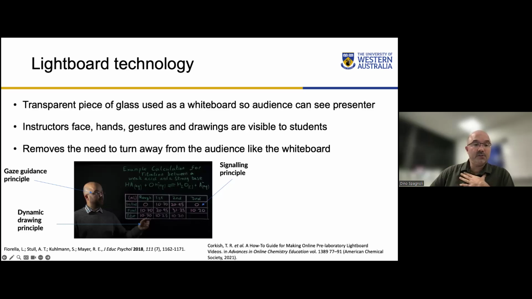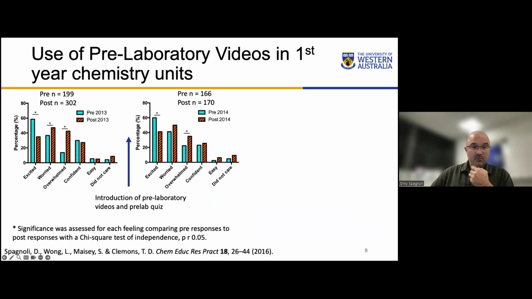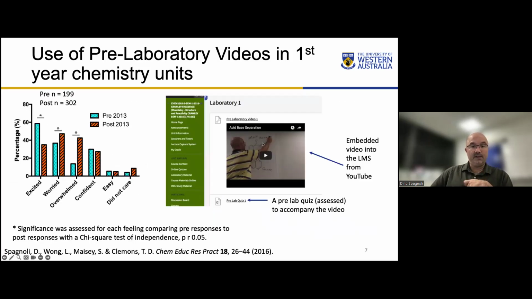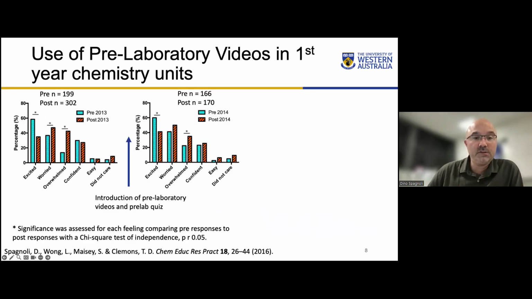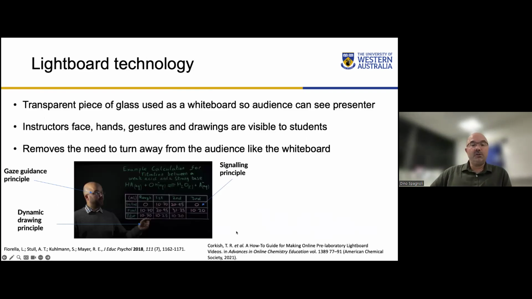And so we've seen from Sebastian's talk that he has already introduced these different design principles from Mayer. The gaze-guide principle, the dynamic drawing principle, the signaling principle, and we can see that it removes the need to turn away from the audience, like we have in a whiteboard, which we had in our previous one here. You can see when I'm doing my whiteboard annotations, my back is towards the audience. But the use of these light boards is very good at allowing students to see the presenter, see their emotions, see what they are referring to.